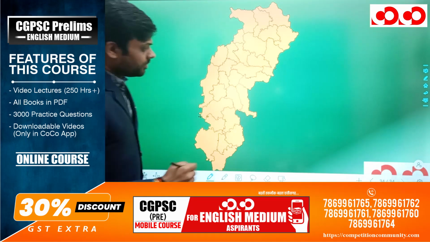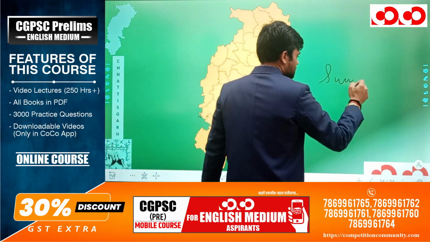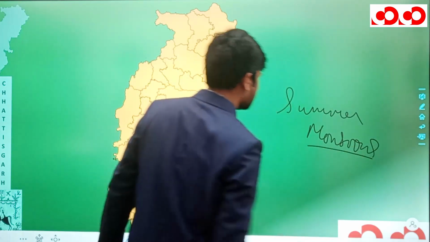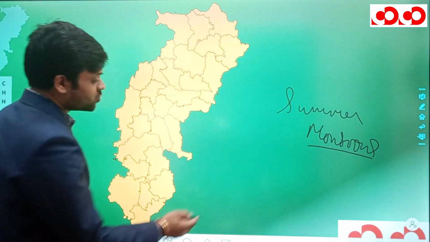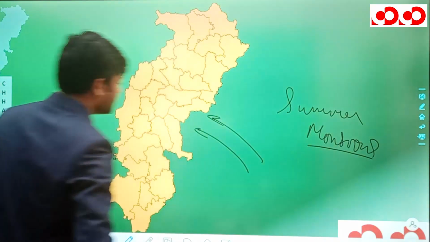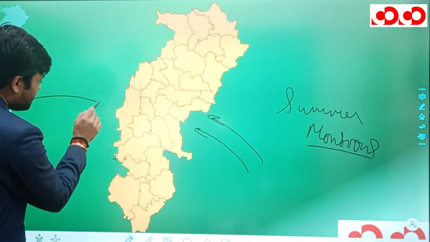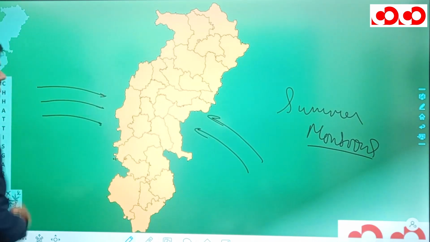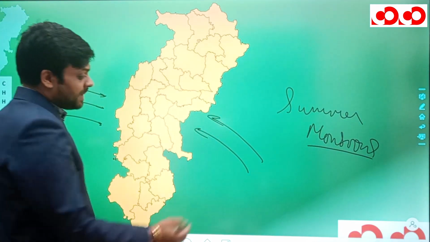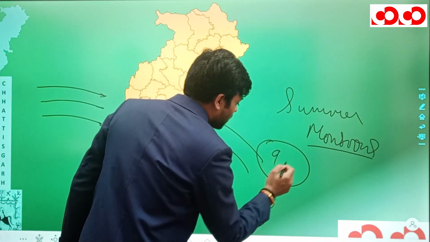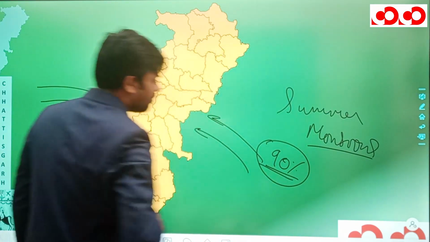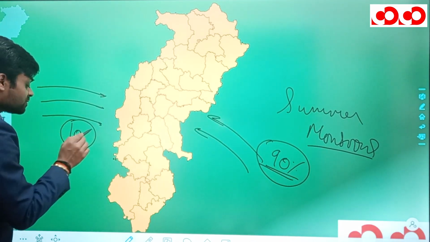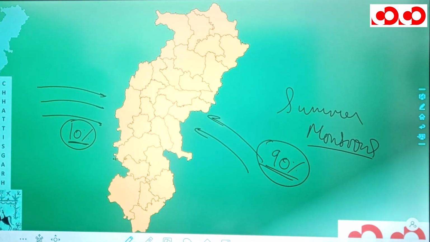Now let me tell you, during the summer monsoons, the Bay of Bengal branch of monsoon actually enters from the eastern side of Chhattisgarh, while the Arabian Sea branch actually enters from the western side of Chhattisgarh. So this Bay of Bengal branch actually accounts for 90% of the monsoon rain, while the Arabian Sea branch actually accounts for 10% of the monsoon rains.